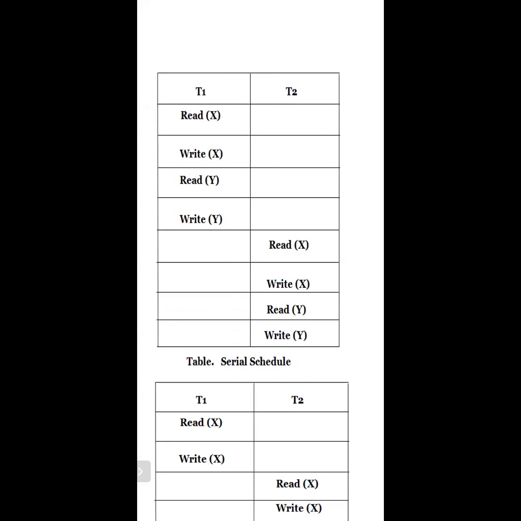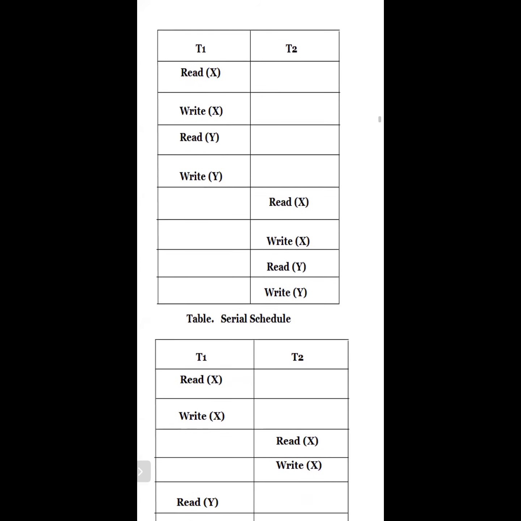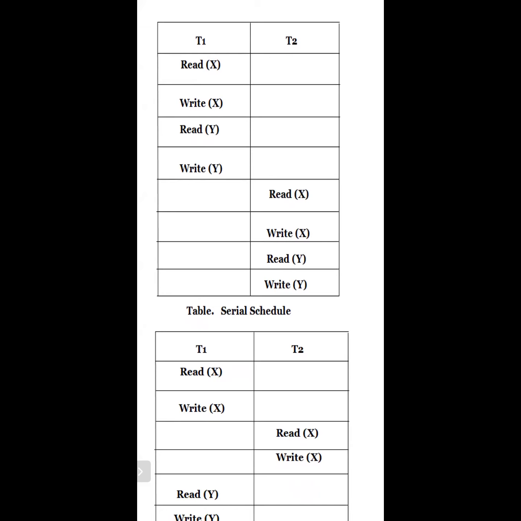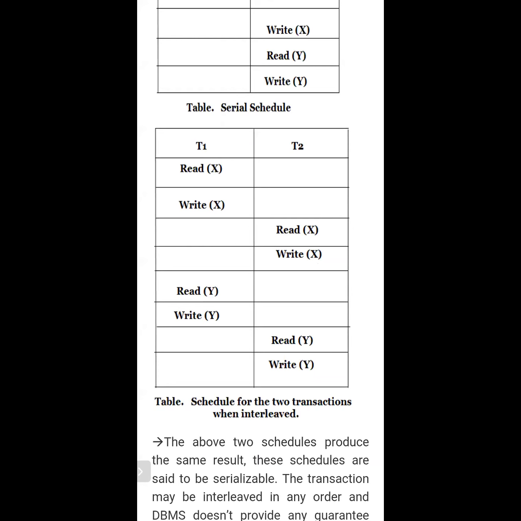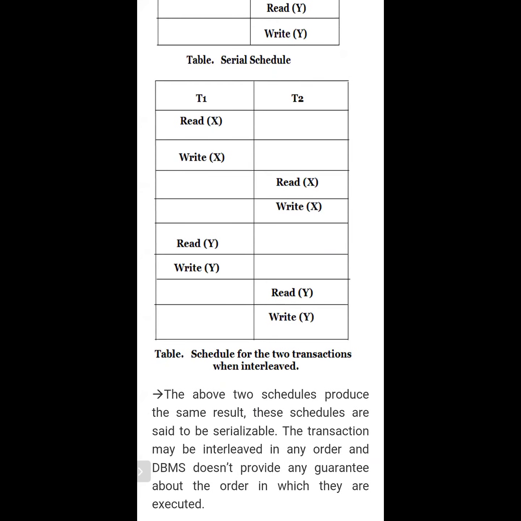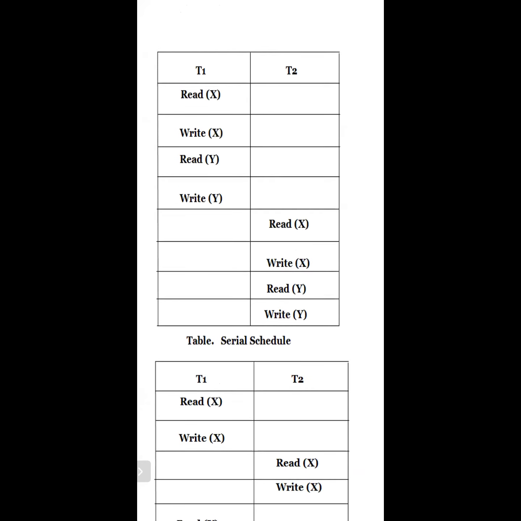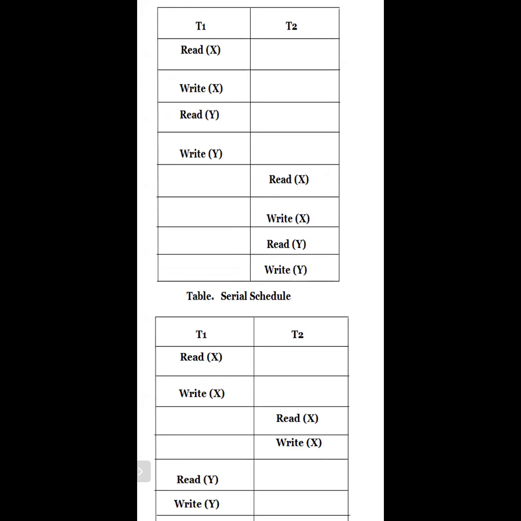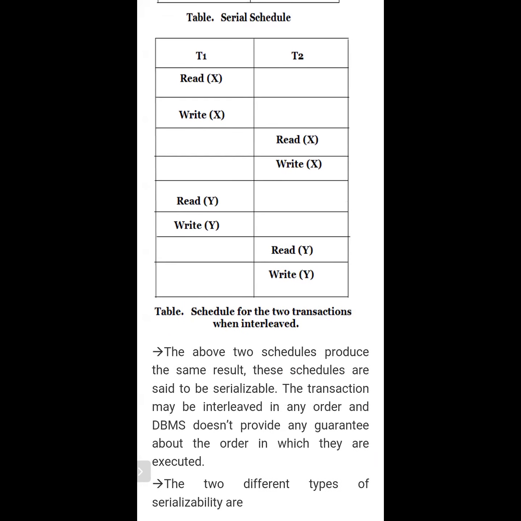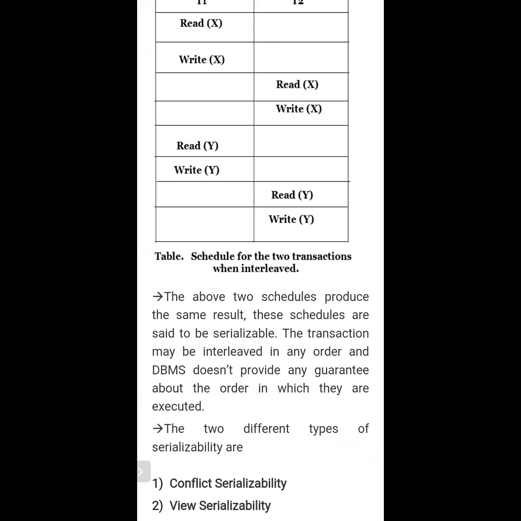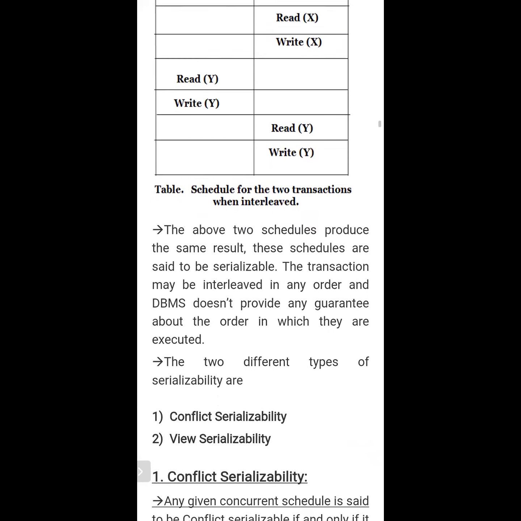Okay. If you observe here, read of x, write of x, read of y, write of y. In the same way, T2 also performs the same thing. This is the serial schedule. In the case of the non-serial schedule, read of x, write of x, then T2 performs the same thing. Next, read of y, write of y performed by T1. Next, read of y, write of y performed by T2. So if you compare these two schedules, the above serial schedule and the below non-serial schedule produce the same result. So we can say these schedules are said to be serializable.